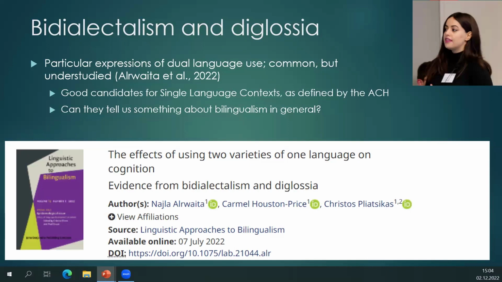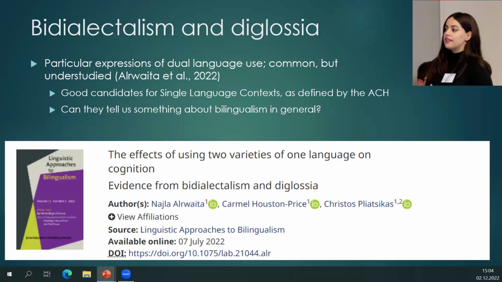However, they are good candidates for a single language context, as it is defined by the adaptive control hypothesis. So single language contexts, according to this model, are those contexts where you strictly use your L1 in this situation and L2 in that situation, right? So you have very limited opportunities of mixing them, code switching, changing between them. So I think that these situations, in particular diglossia, can tell us something about bilingualism in general, because single language contexts will have very, very specific controlling needs, right?